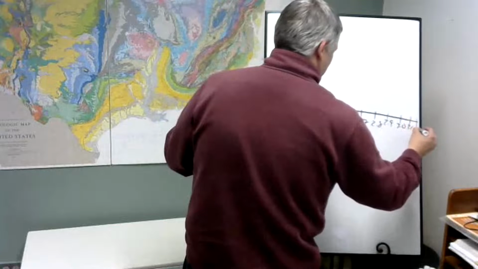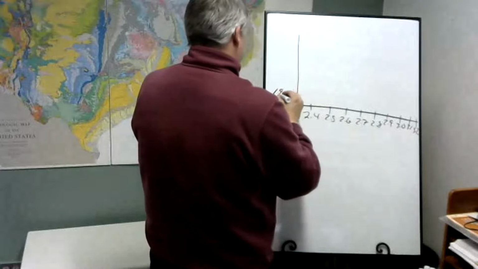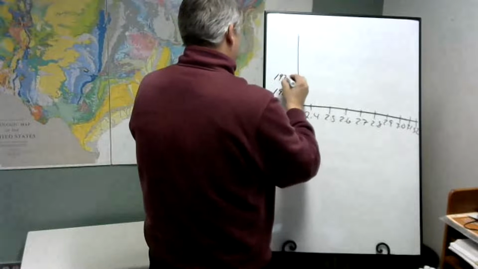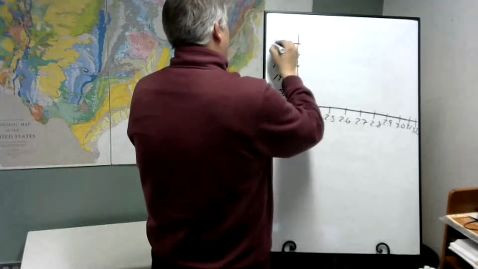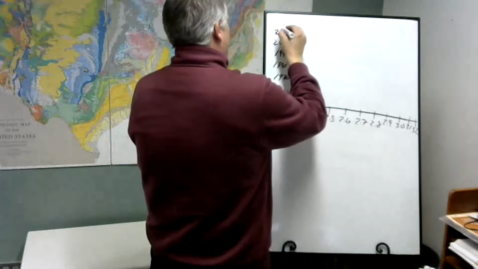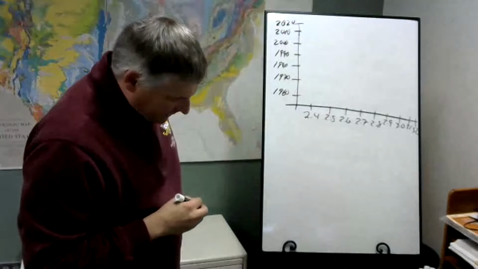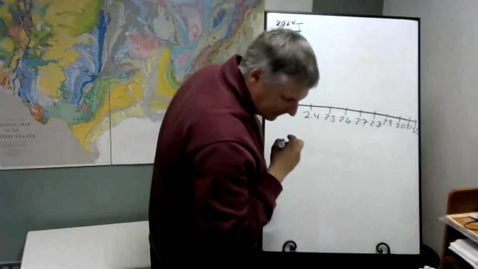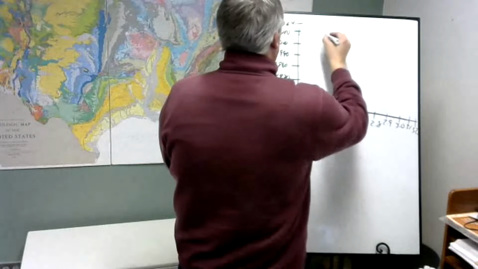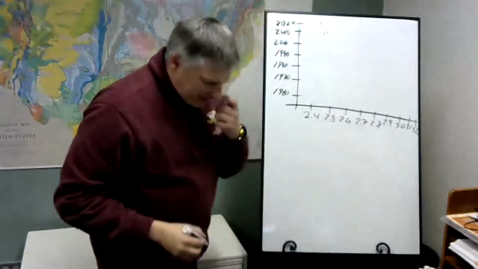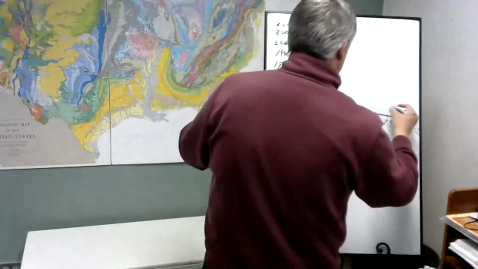I'm going to squeeze in 3.2 there. And then we'll go 1960, 1970, 1980, 1990, 2000, 2010, 2020. What we would get roughly is something like this. We would get some pennies like this. And then in the earlier years, we'll get pennies kind of over here.